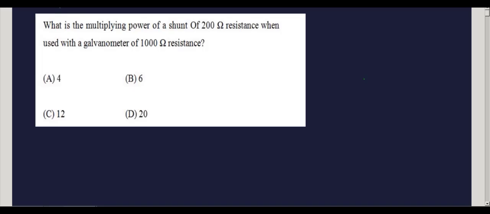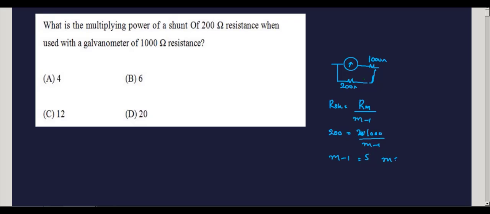Let's see the next question. He has given: what is the multiplying power of the shunt resistance when using a galvanometer of 1000 ohm resistance? This is an ammeter galvanometer. You have a meter resistance of 1000 ohms and you have a shunt resistance of 200 ohms. We know that RSH is equal to Rm by M minus 1. What is RSH? 200. What is meter resistance? 1000. This is the multiplying factor M minus 1. M minus 1 equals 5, so M equals 6. M is equal to 6 is the multiplying factor.